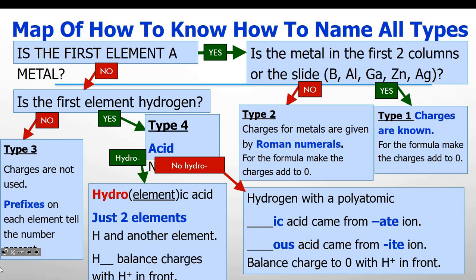Yes? What does it say, like, at the end of the type 3 one? So prefixes on each element tell the number of each element. It's supposed to be element. The number present, I think, is what it says. Number present of each element. But I didn't put "of each element" on the end. So like N2O5 would be dinitrogen pentaoxide. That tells me how many of each one's present.